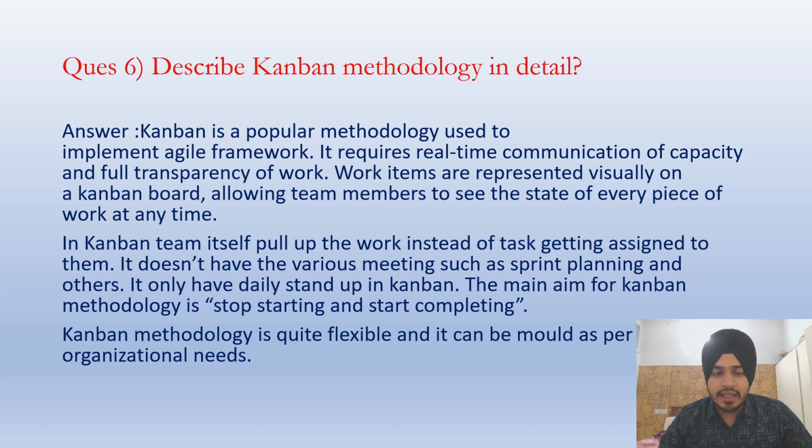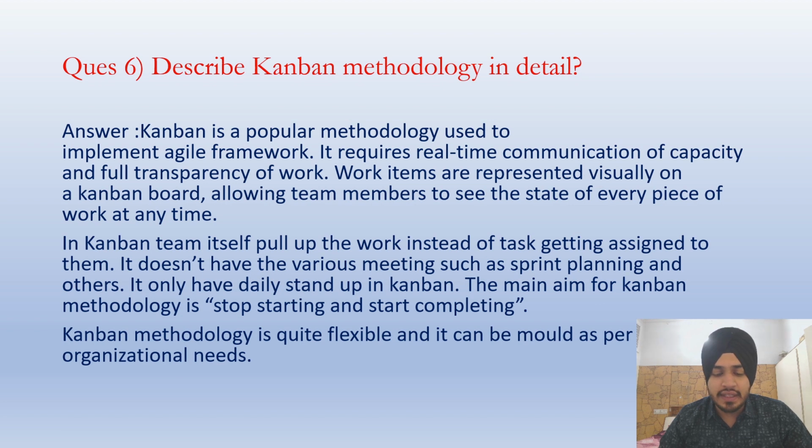In Kanban, the team itself pulls up the work instead of tasks getting assigned to them. In the Scrum methodology, the product owner or the Scrum master assigns the task. Whereas in Kanban, the development team themselves take up the task, saying this is the task that I can do. So that particular member would take the task, and accordingly, instead of getting assigned, they take the task themselves.